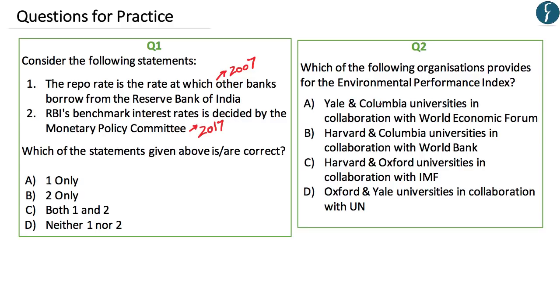Now question number 2 reads, which of the following organizations provide the Environmental Performance Index? Option A reads, Yale and Columbia Universities in collaboration with World Economic Forum. Option B reads, Harvard and Columbia Universities in collaboration with World Bank. Option C reads, Harvard and Oxford Universities in collaboration with IMF. And option D reads, Oxford and Yale Universities in collaboration with UN. Now what you need to do is pause this video, solve both of these questions and wait for 5 seconds for the correct answer.